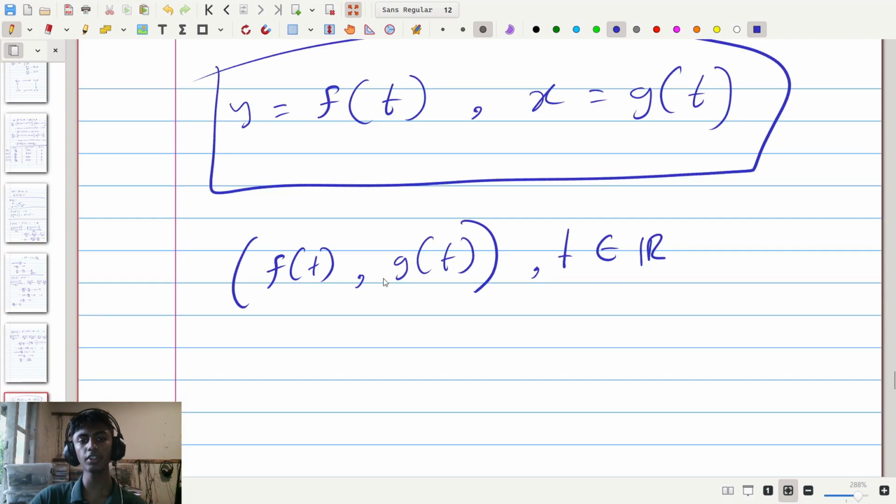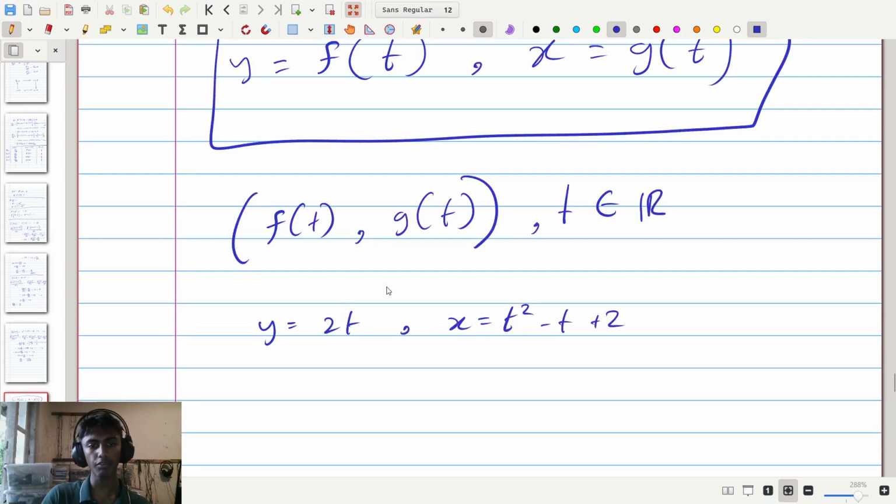An example of this would be something like y equals 2t and x equals, let's say, t squared minus t plus 2. This is a parametric function of y and x.